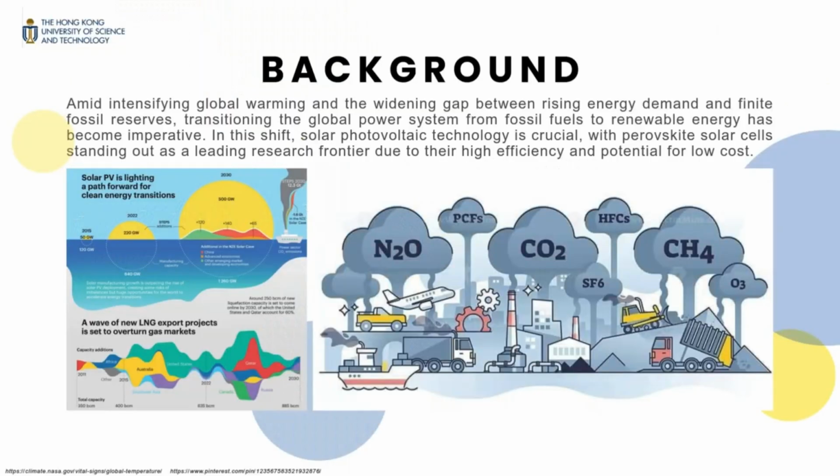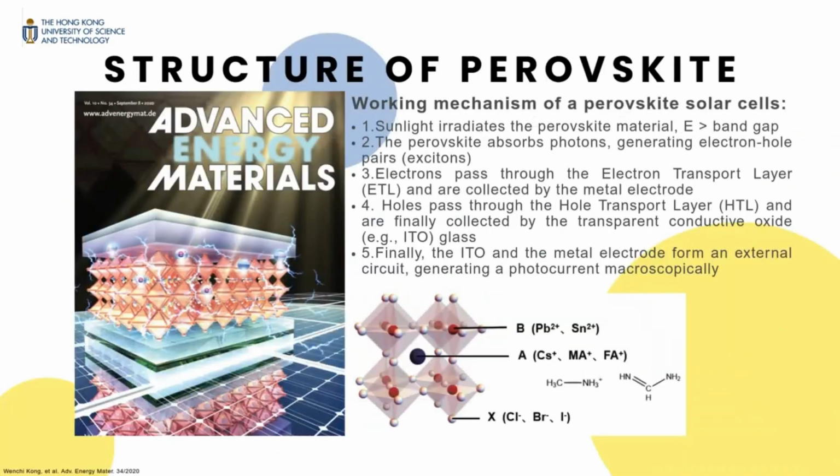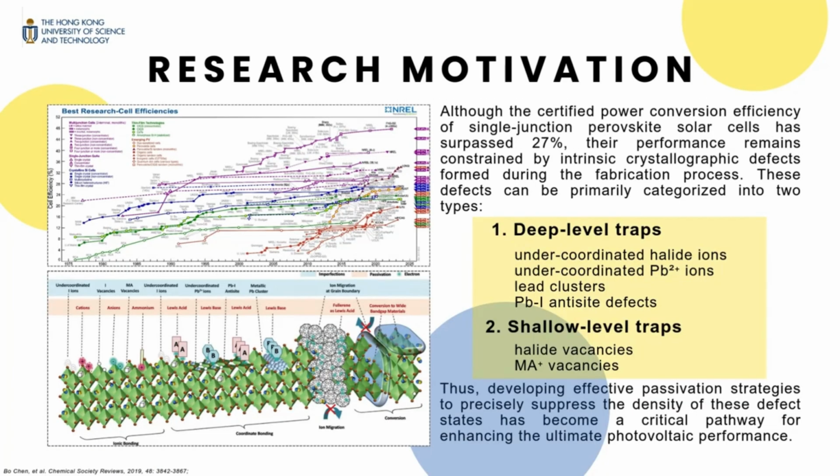Under the pressure of global warming and the depletion of fossil fuels, we urgently need high efficiency and low-cost photovoltaic technologies such as perovskite solar cells. Here is the basic working mechanism of a perovskite solar cell, showing how incident sunlight is absorbed by the perovskite layer to generate electron-hole pairs, which are then separated and transported through the ETL and HTL to form an external photocurrent.